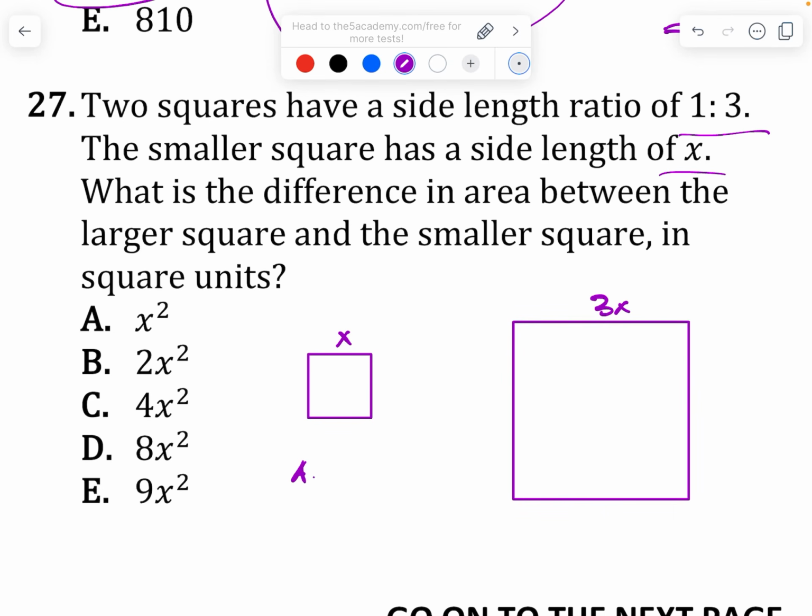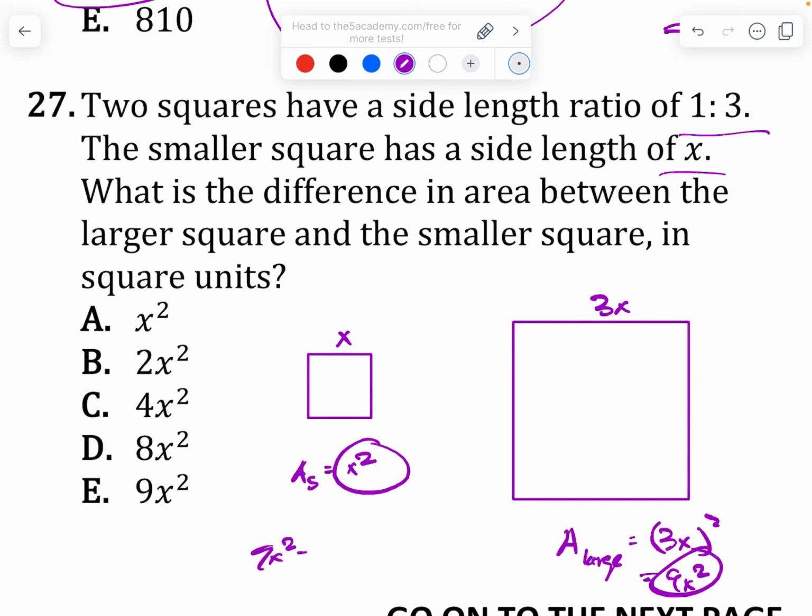So area of small is going to be equal to x squared. Area of large is equal to 3x all squared. It's not 3x squared. It's 3x all squared, okay? Because 3x is just your side length. You have to square your entire side length. This is going to be 9x squared. Okay, so the difference, 9x squared minus x squared, is equal to 9 minus 1 times x squared, 8x squared.